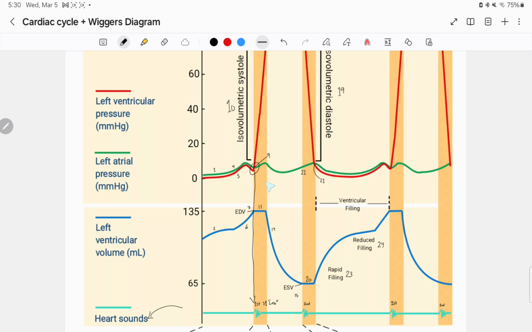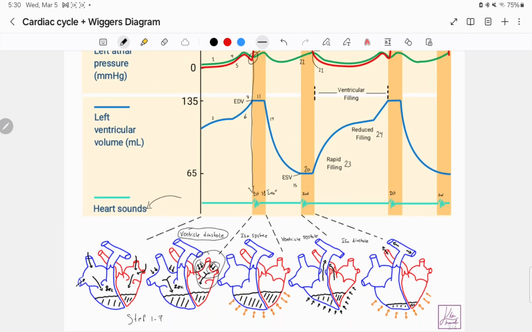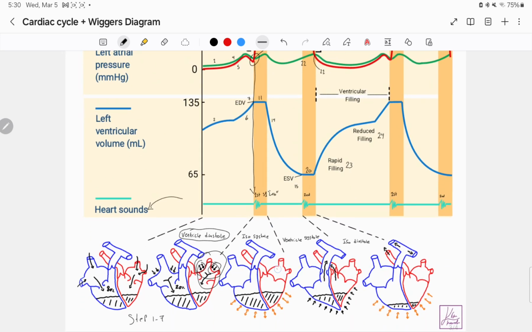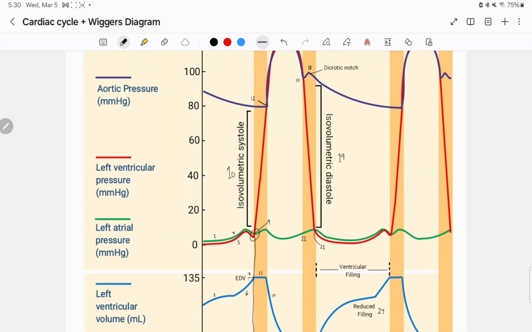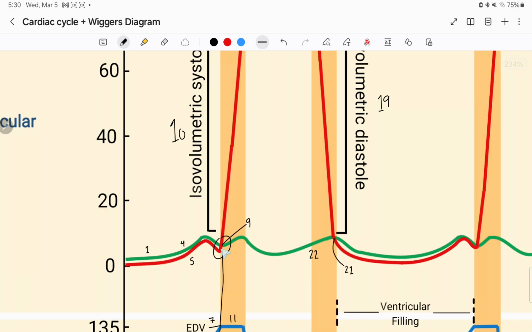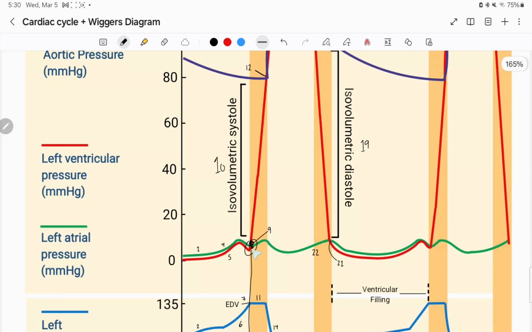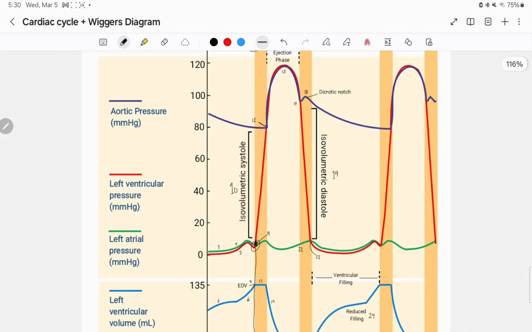Because remember, the atrioventricular valves, and in fact, all the valves in the heart are pressure operated. If the pressure inside of my atria becomes less than the pressure inside of my ventricle, guess what? The atrioventricular valves will close. And when they close, they make a sound, and that's the S1 sound, okay? And that is because of this point right here, number 9. You can see at this point, the left ventricular pressure in red is here, while the left atrial pressure is down here, okay? Just that slight little difference in pressure is enough to close the valves.